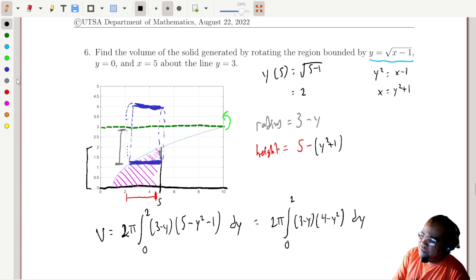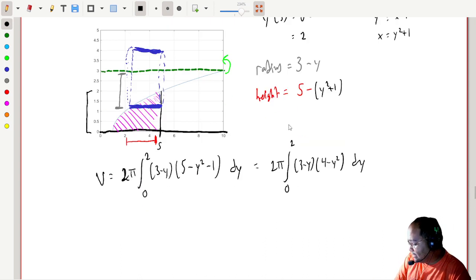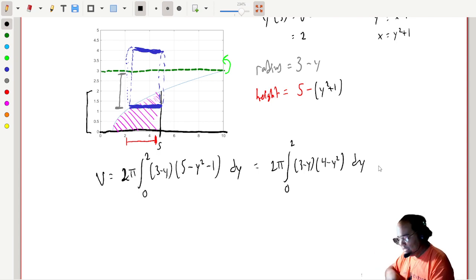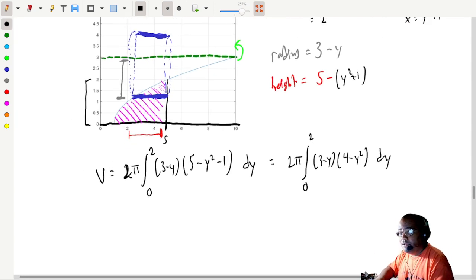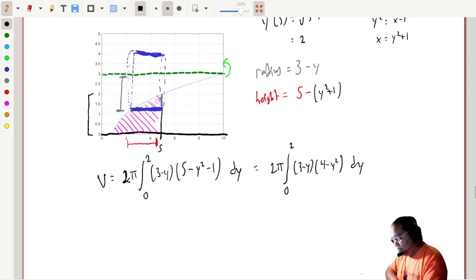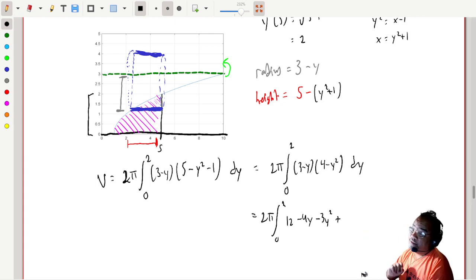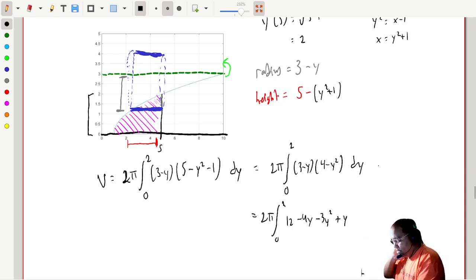Now, some of you may be concerned that both of these have the y's at the back instead of at the front. You can do some manipulation here, but you have to be very careful. I won't demonstrate how to do that. The best way is to just multiply it as it is. 2 pi, 3 times 4 is 12. We get a minus 4y minus 3y squared, and a plus, since a negative times a negative is a positive, y cubed.